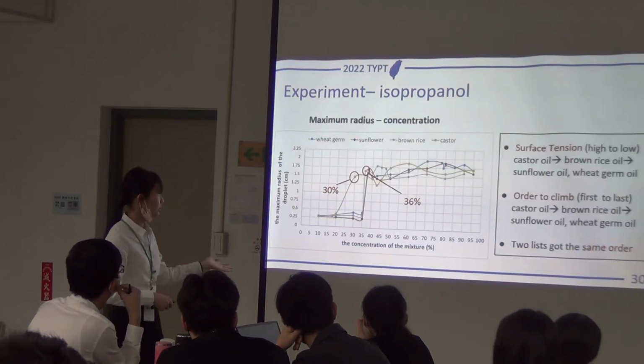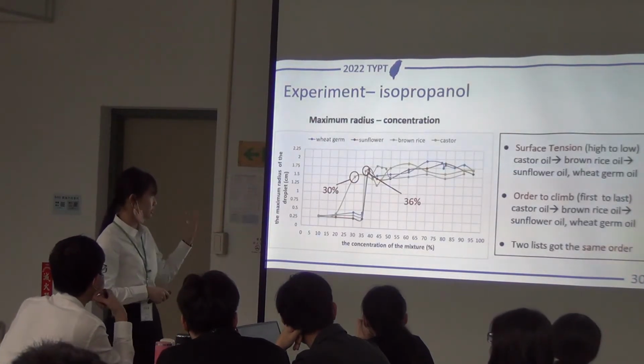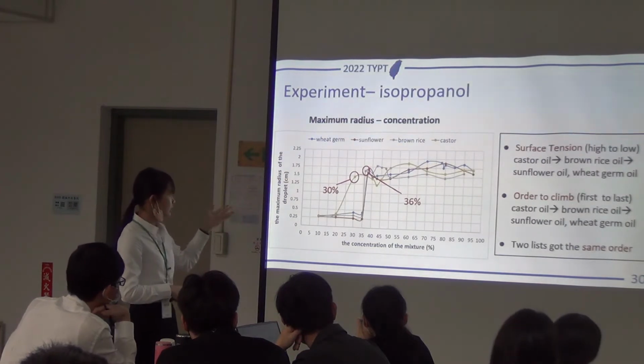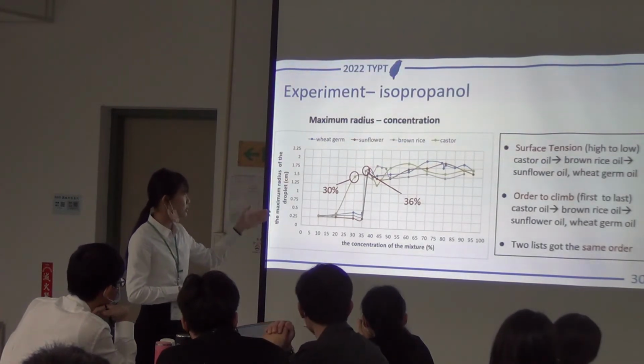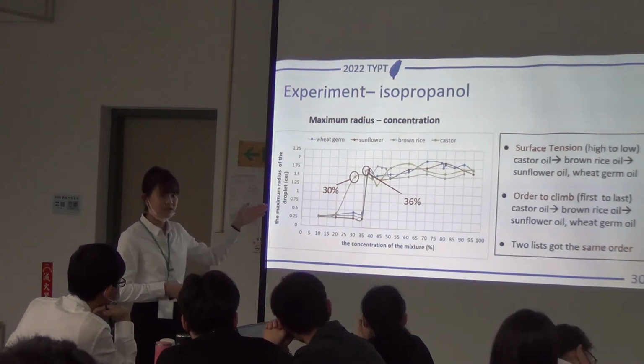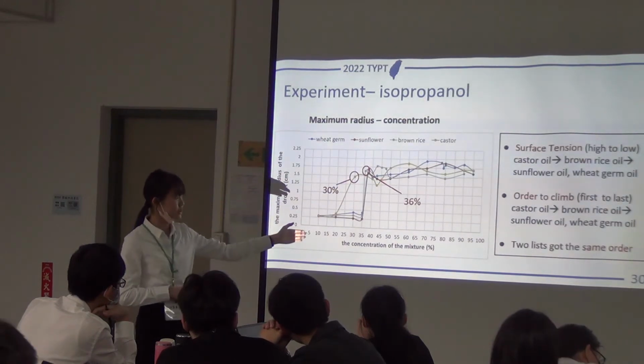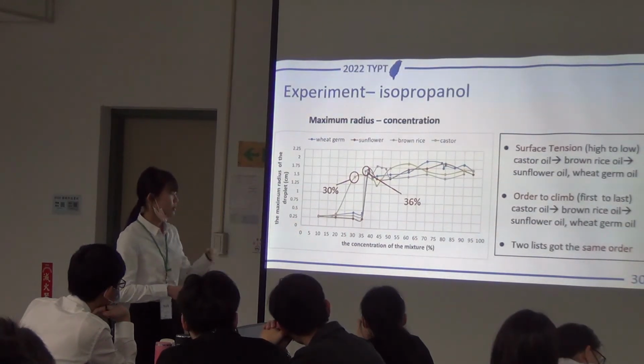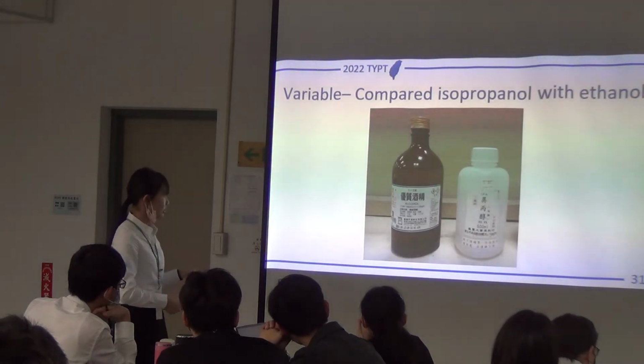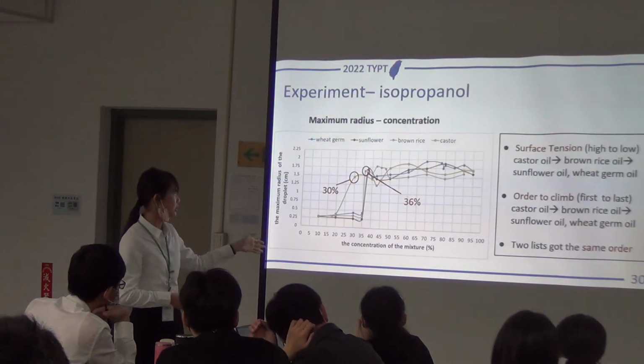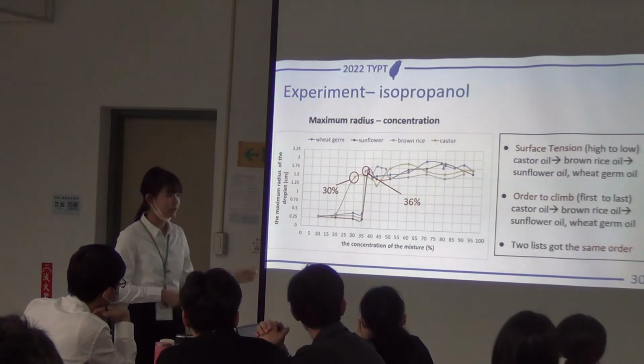So let's go back to our empirical data chart again. As you can see, the castor oil, which has the highest surface tension, starts to climb sharply first, while the brown rice oil starts to climb second. So we can know that the surface tension has a positive correlation with the lowest concentration.